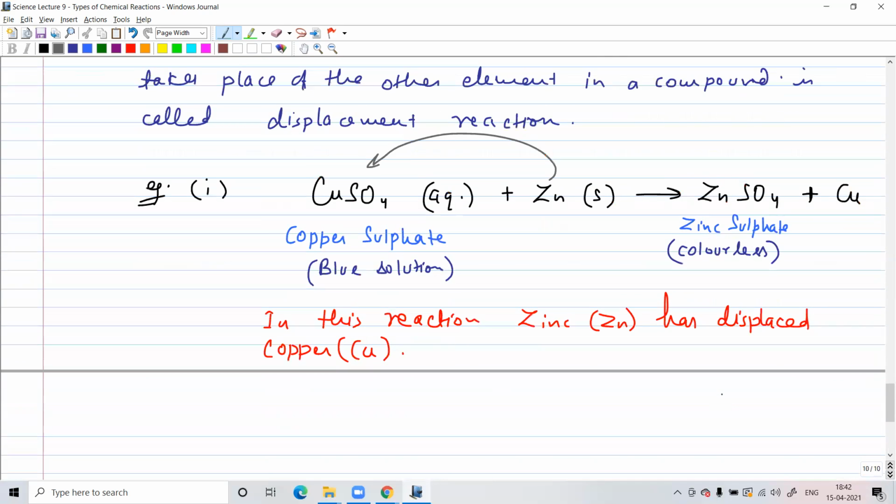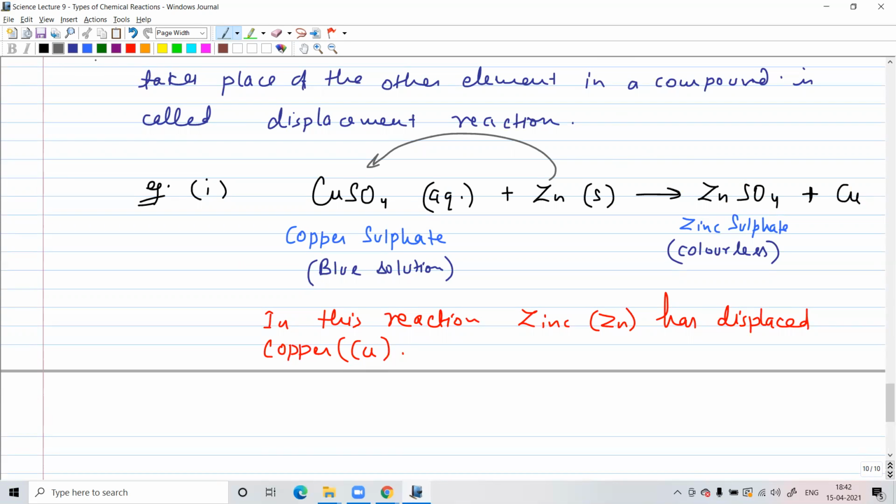Okay. And this statement which I wrote here, which compound displaced what? So the zinc displaced copper, that is also important. Remember this wording. Displaced what? Zinc displaced copper. And why do you think, zinc is also a metal, copper is also a metal, why did zinc displace copper? Because zinc is more reactive than copper.